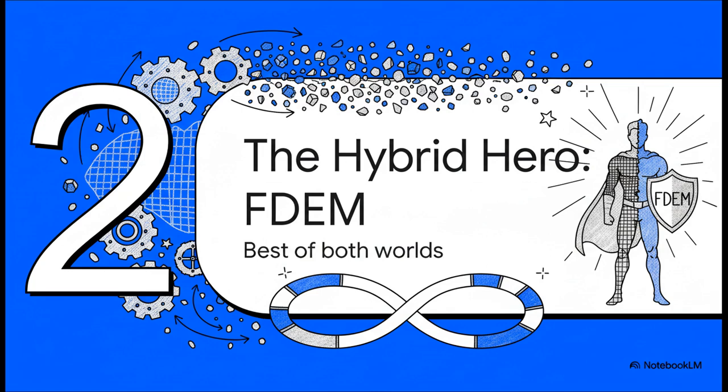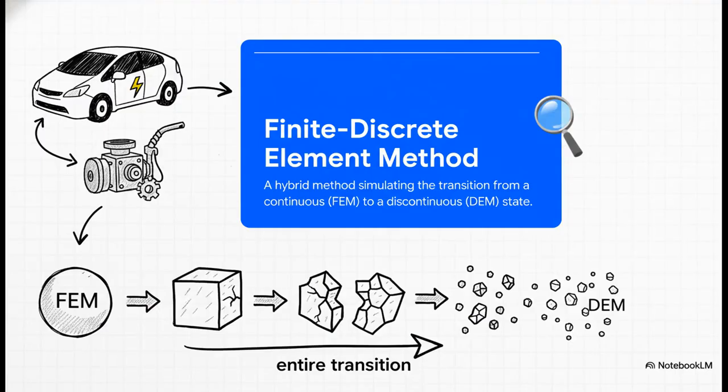Well, you bring in a hero, a hybrid hero to be exact, and that is precisely what FDEM is. It's a method that was basically invented to solve this exact problem by smashing the best parts of both worlds together. Okay, so here's the textbook definition. The finite discrete element method, or FDEM, is a hybrid method that simulates that entire transition from a solid object to a bunch of separate pieces.